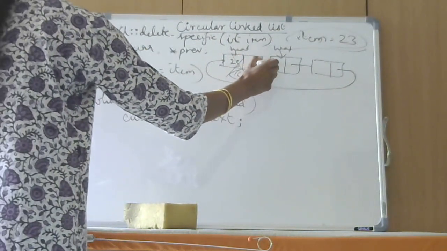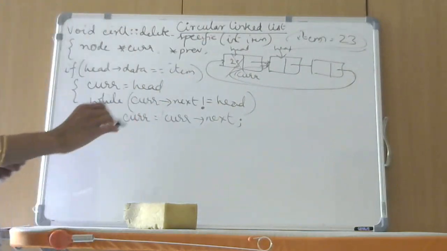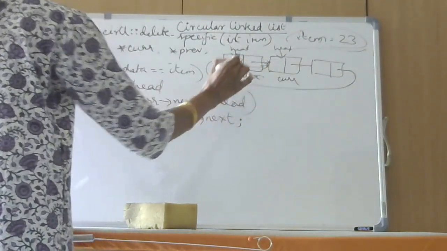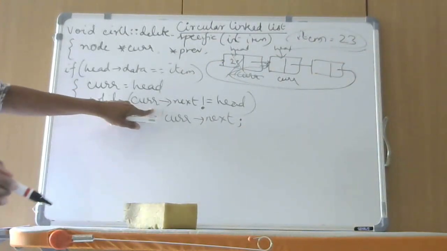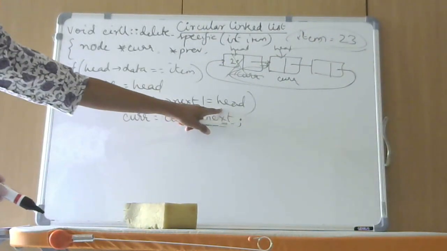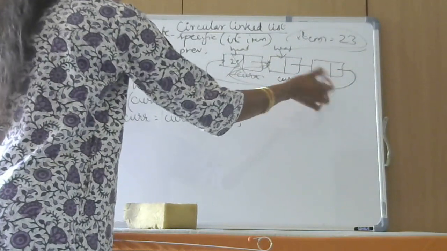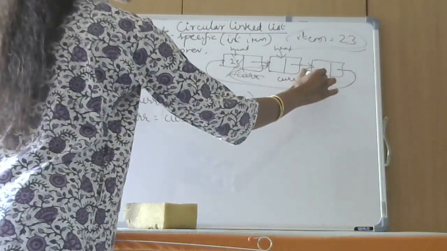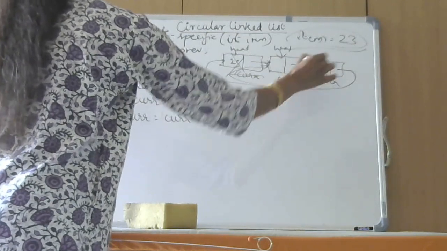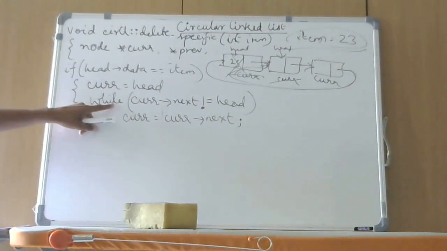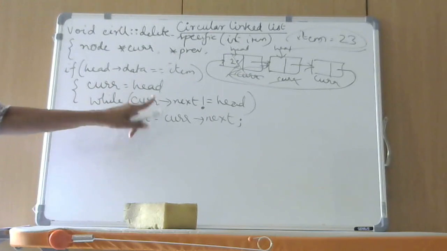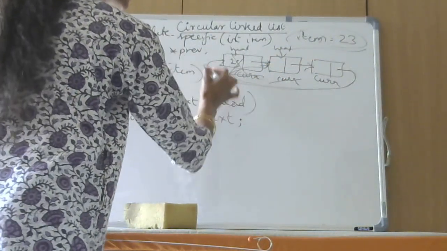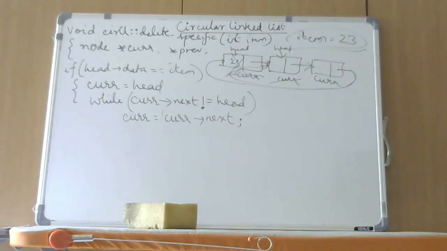Is it equal to head? No, because it is pointing to the next node. Current is equal to current of next. So this will become the current. Again I am going back. Current of next, is it equal to head? No, it is not equal to head. It is pointing to this element. So current is equal to current of next. Again current will become the last element. Again I will go back. Current of next is not equal to head. This condition is not satisfied now because current of next is equal to head. So I will come out of the loop.